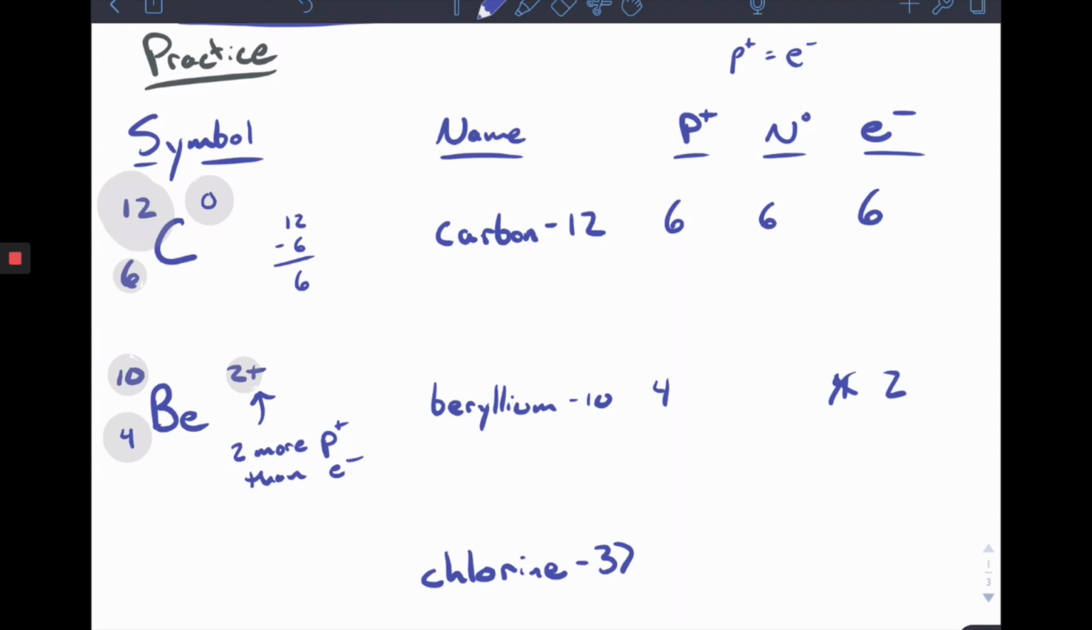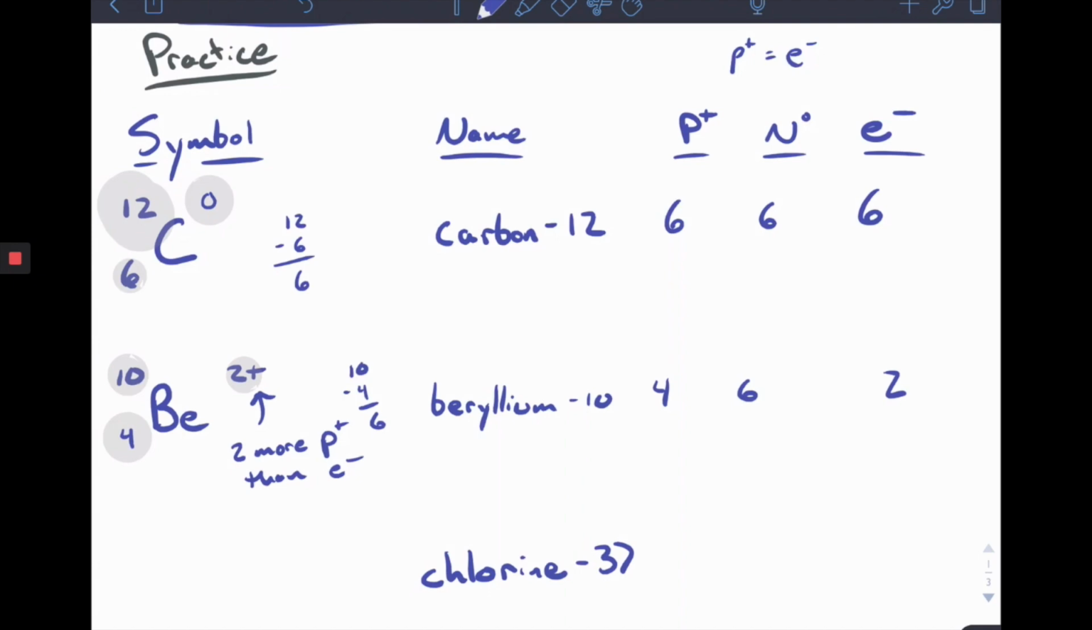Let's go ahead and take a look at how to figure out the number of neutrons, just like we did before. Take the mass number of 10, subtract off the atomic number of 4, and when you do that, you get the number 6. Clean this up a little bit. There you go. All right, let's do it the other way here for chlorine 37.